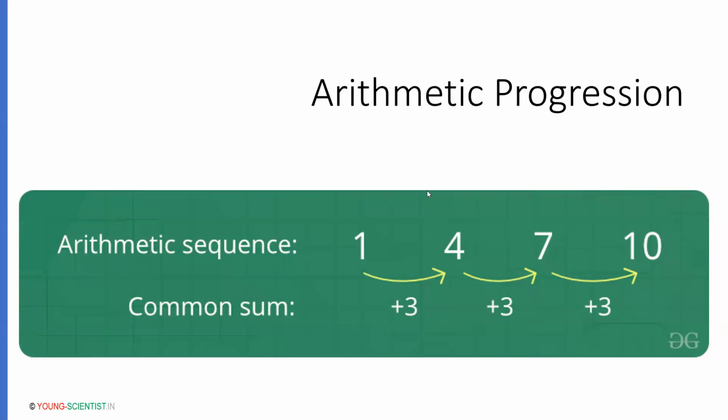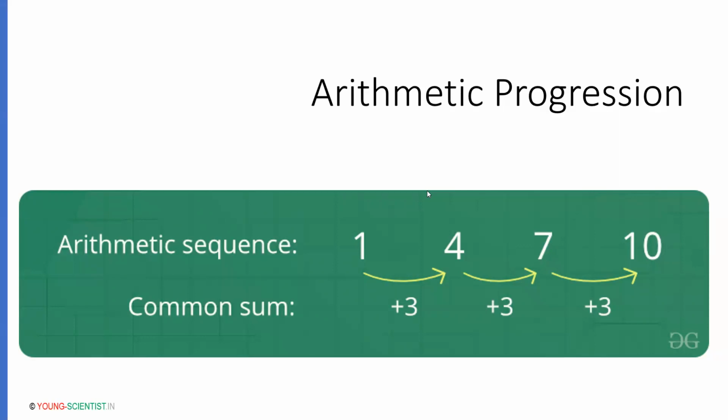Another word for a sequence is progression. Let's look at a few types of progressions in mathematics. The most common one is the arithmetic progression.